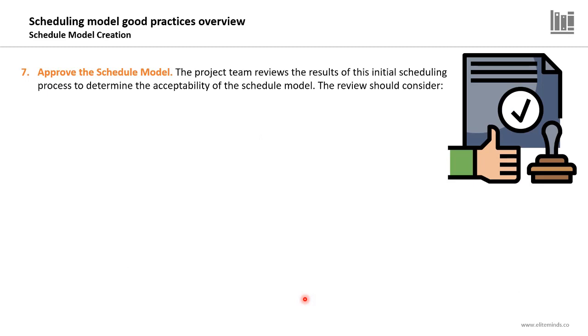The seventh step is approving the schedule model. The project team reviews the results of this initial scheduling process to determine the acceptability of the schedule model.